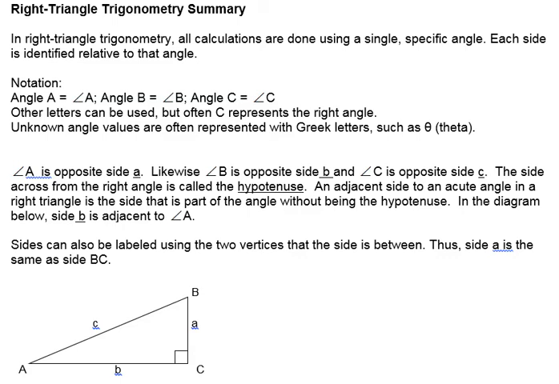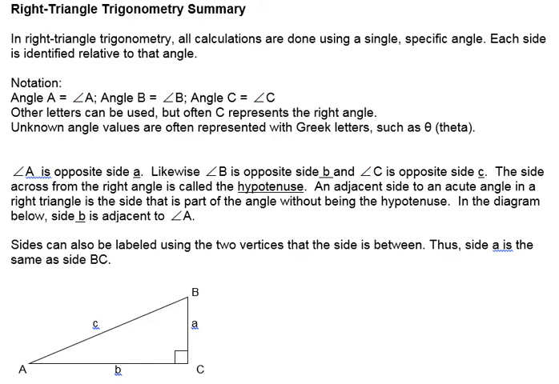This video is a brief summary of right angle trigonometry. With these calculations, we're looking at using sine, cosine, and tangent within a right angle triangle. Each side in a right angle triangle is identified relative to a specific angle when we're doing these kinds of calculations.